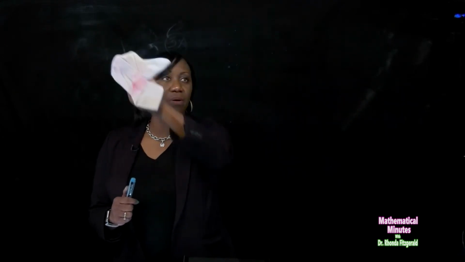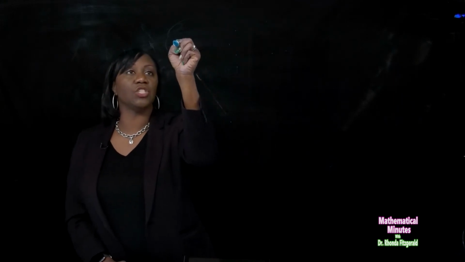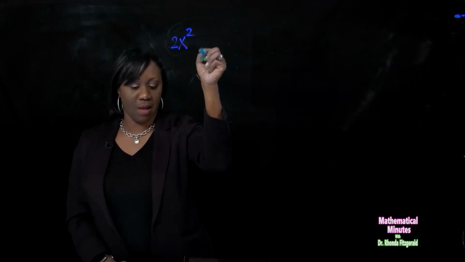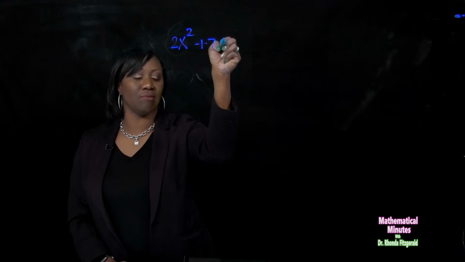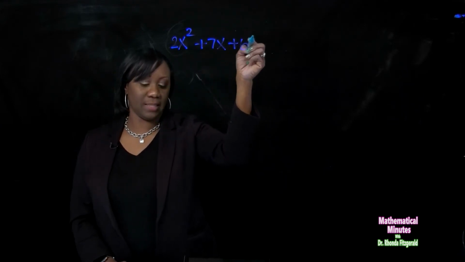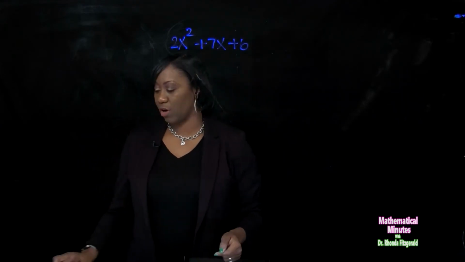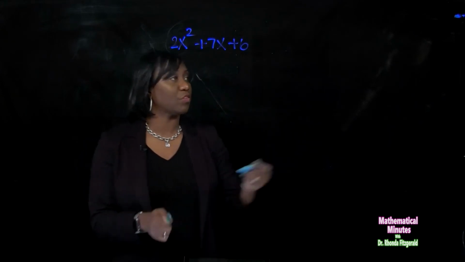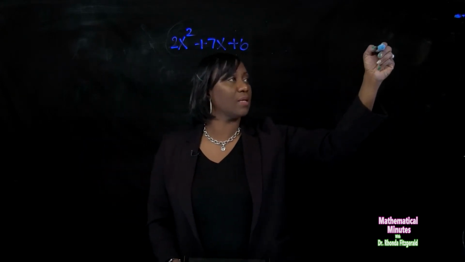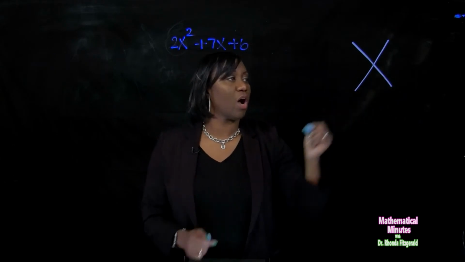And my second example that we want to look at is 2x squared plus 7x plus 6. All right, so I want to factor that. And so recall that we start off by drawing our X.